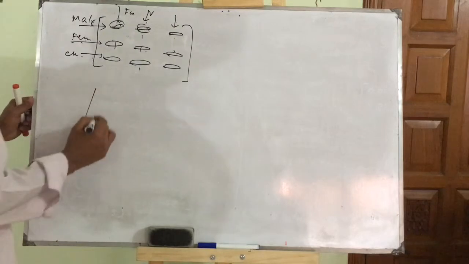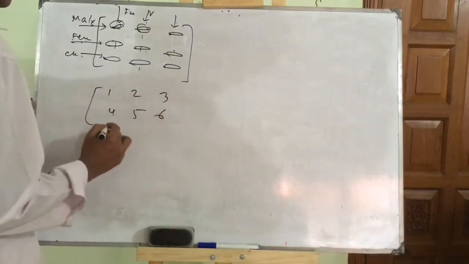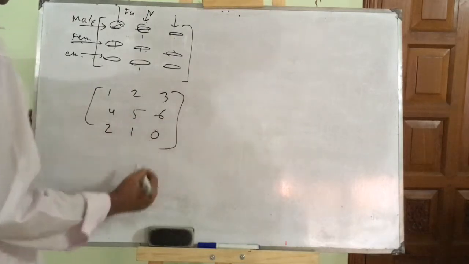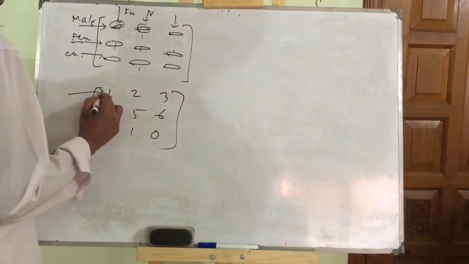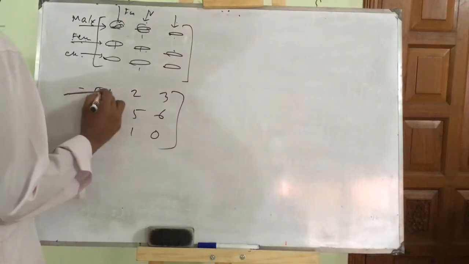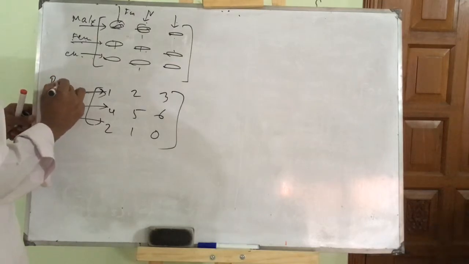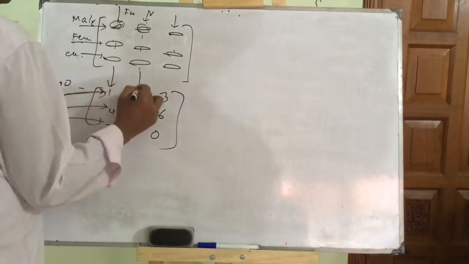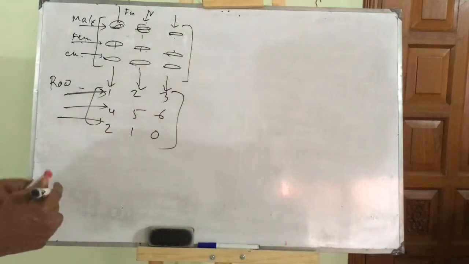Now if you look at some matrix, let's say 1 2 3 4 5 6 2 1 0, whatever it is, this thing is called a row. These lines are rows. This is another row. This is another row. And from here, these are called columns. Okay. This is a row. This is a column.